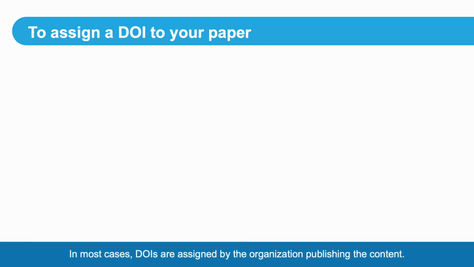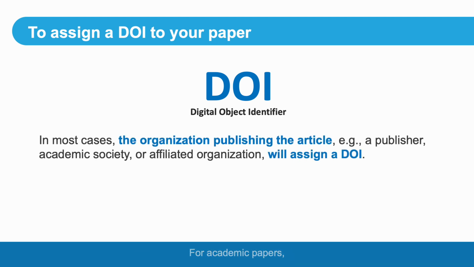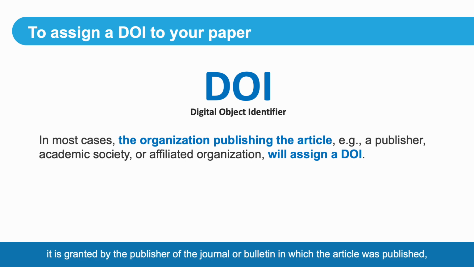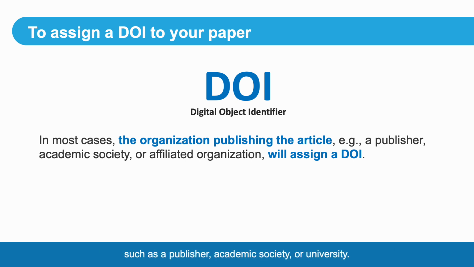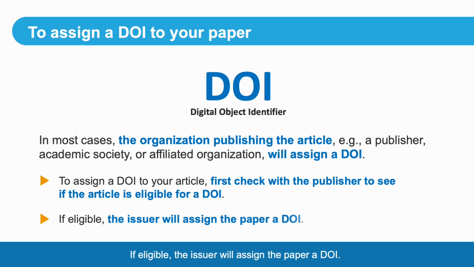In most cases, DOIs are assigned by the organization publishing the content. For academic papers, it is granted by the publisher of the journal or bulletin in which the article was published, such as a publisher, academic society, or university. To assign a DOI to your own article or other publication, first, check with the publisher to see if it is eligible for assignment. If eligible, the issuer will assign the paper a DOI.